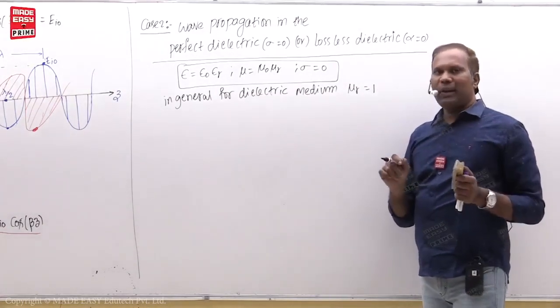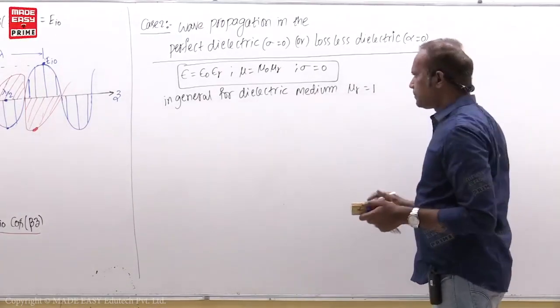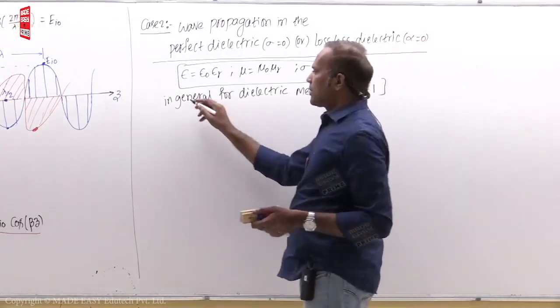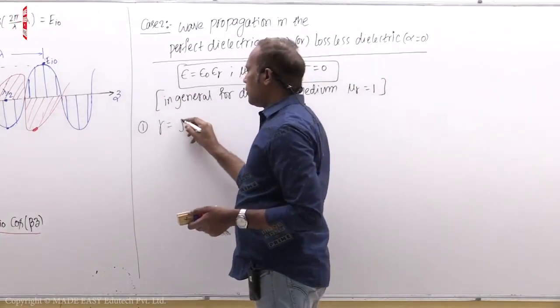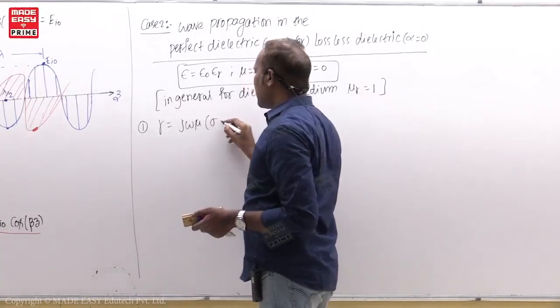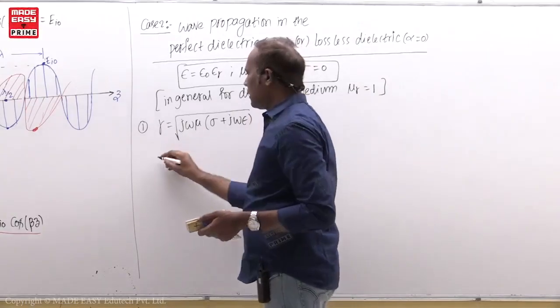There is one formula to calculate epsilon r. I will tell you that formula. Keep observing carefully. Now let us start the discussion. So first one, you take the gamma value, general equation: gamma is under root of j omega mu into sigma plus j omega epsilon. This is the general equation.